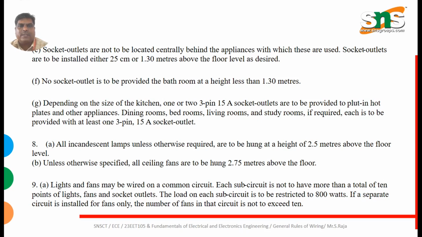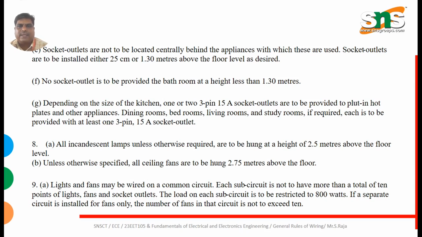Dining rooms, bedrooms, living rooms and study rooms, if required, are each to be provided with at least one 3-pin 15 ampere socket outlet. All incandescent lamps, unless otherwise required, are to be hung at a height of 2.5 meters above the floor level. Unless otherwise specified, all ceiling fans are to be hung 2.75 meters above the floor. Lights and fans may be wired on a common circuit.